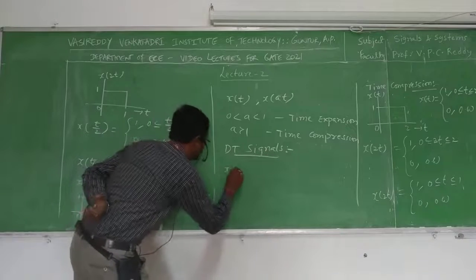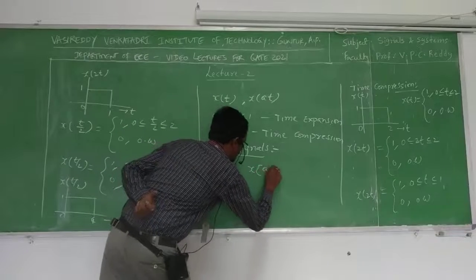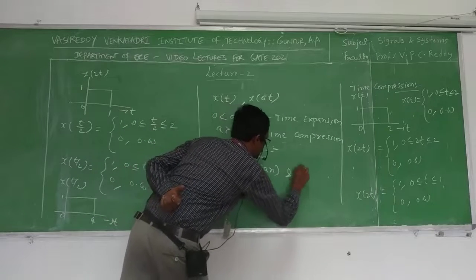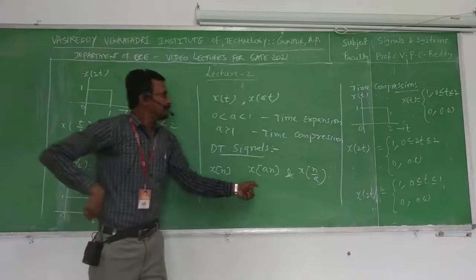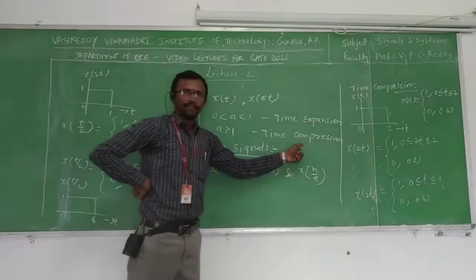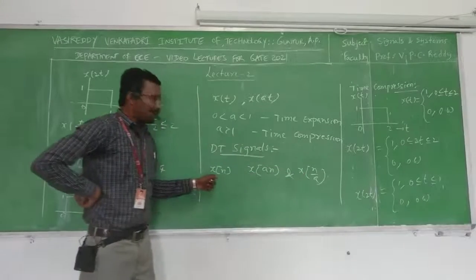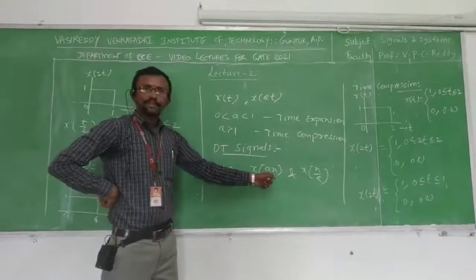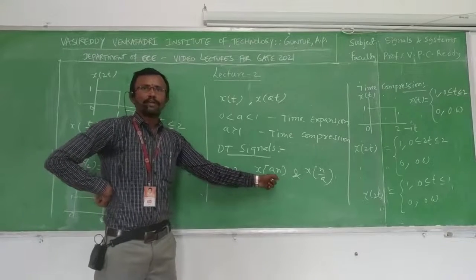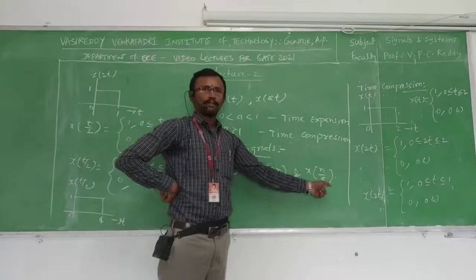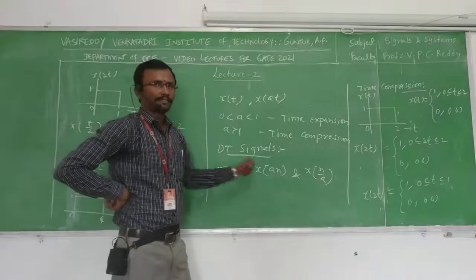So here x of n is the given signal. We will have x of an and x of n by a. In discrete time, instead of calling it time expansion and time compression, we call it decimation and interpolation. If x of n is the given signal, x of an is the decimated version of the given signal. In discrete time, compression is nothing but decimation, expansion is nothing but interpolation. Now we will see in detail what decimation and interpolation are in discrete time.